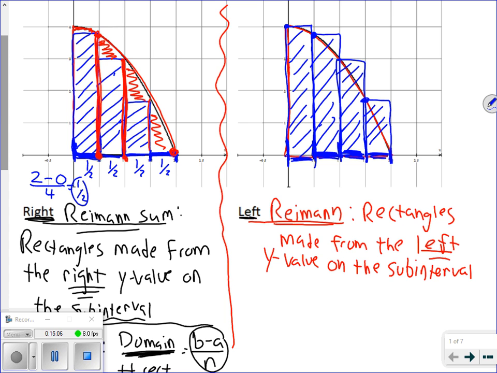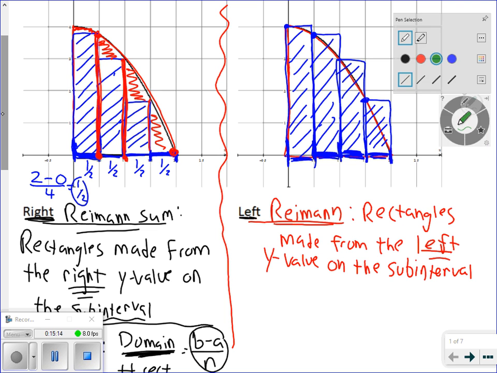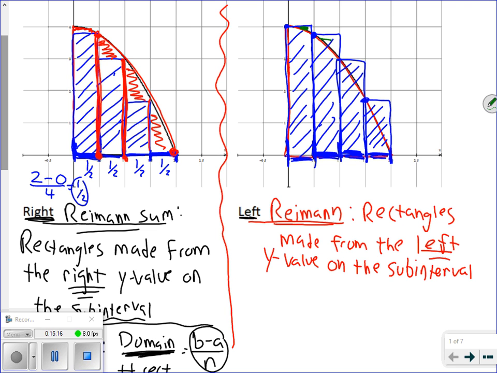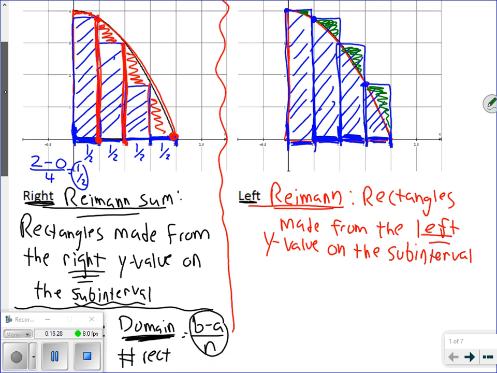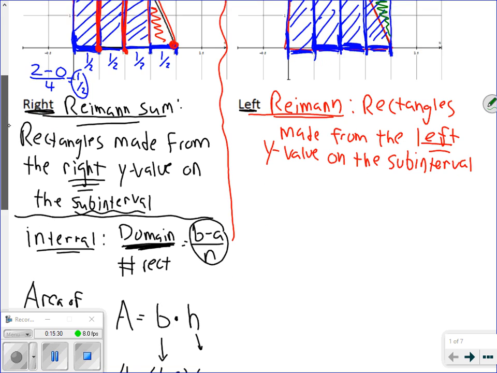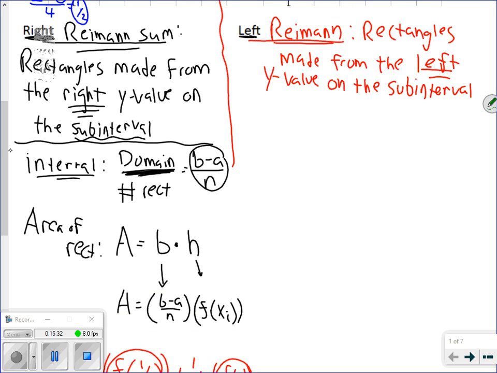I'm sure you see where I'm going with this, but do you think that's going to be an over approximation or an under approximation? I think we can clearly see that the rectangles formed go past the curve. So this is going to be an over approximation because we have more area accounted for than what's underneath the curve. With a decreasing function, a left Riemann sum will always be an over approximation.